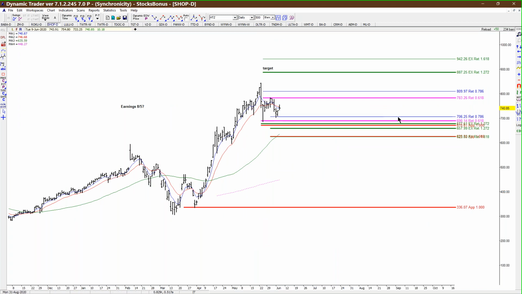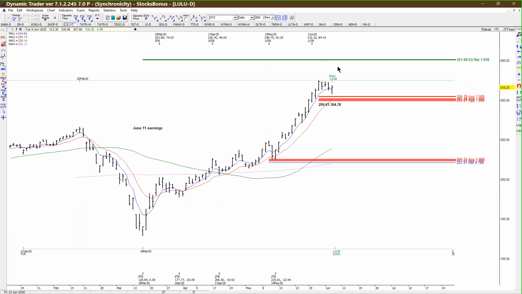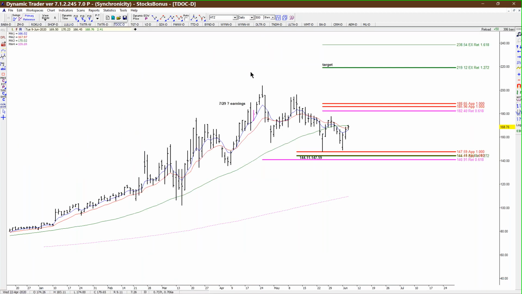Shop is retesting a cluster, and I think it triggered again today on the buy side. Didn't pull back far enough for Lulu. TDOC did a retest of support and re-triggered. Now it needs to clear this hurdle for a target of 219.